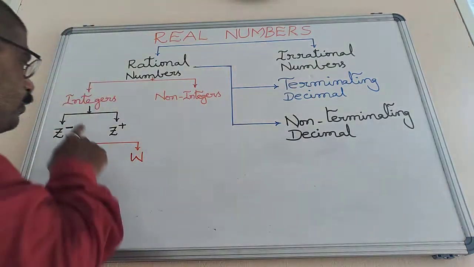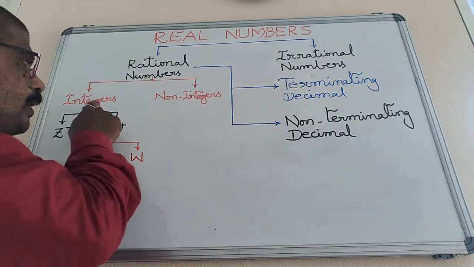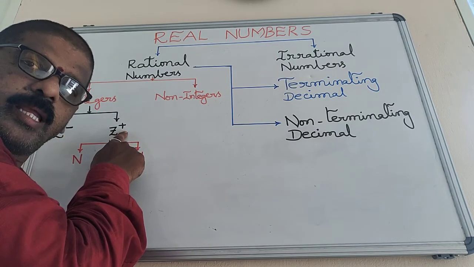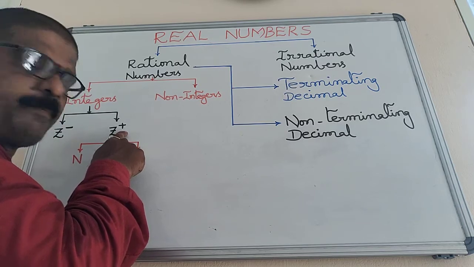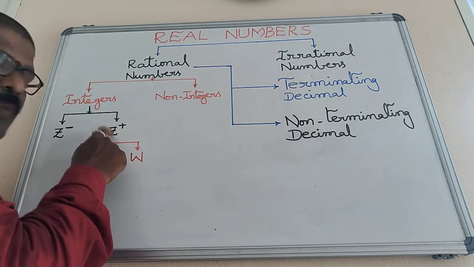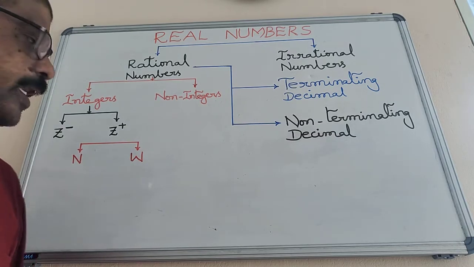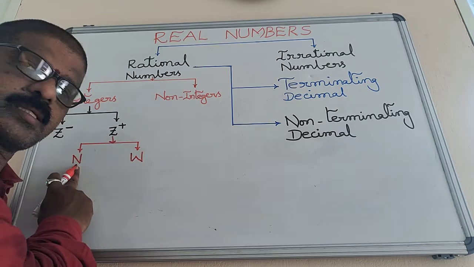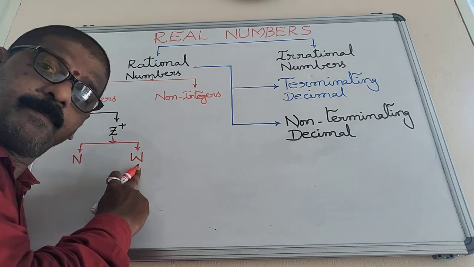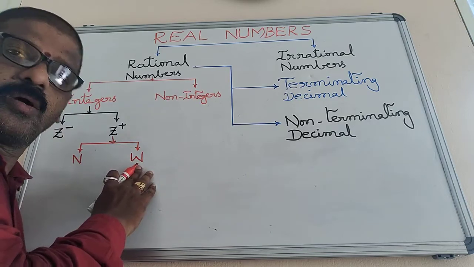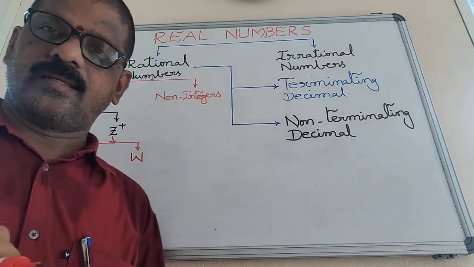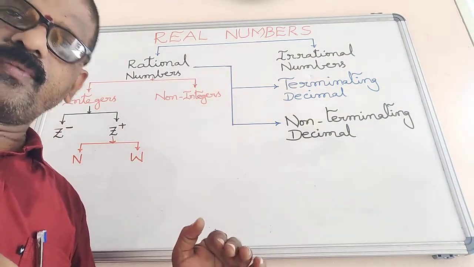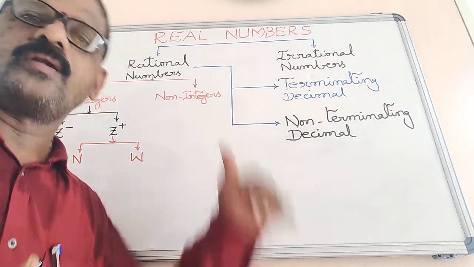Now, integers means including negative and positive, along with 0. Now, Z plus, that means positive integers, are natural numbers and whole numbers. Natural numbers and whole numbers. First, we already discussed top to bottom. Now we will discuss bottom to top.